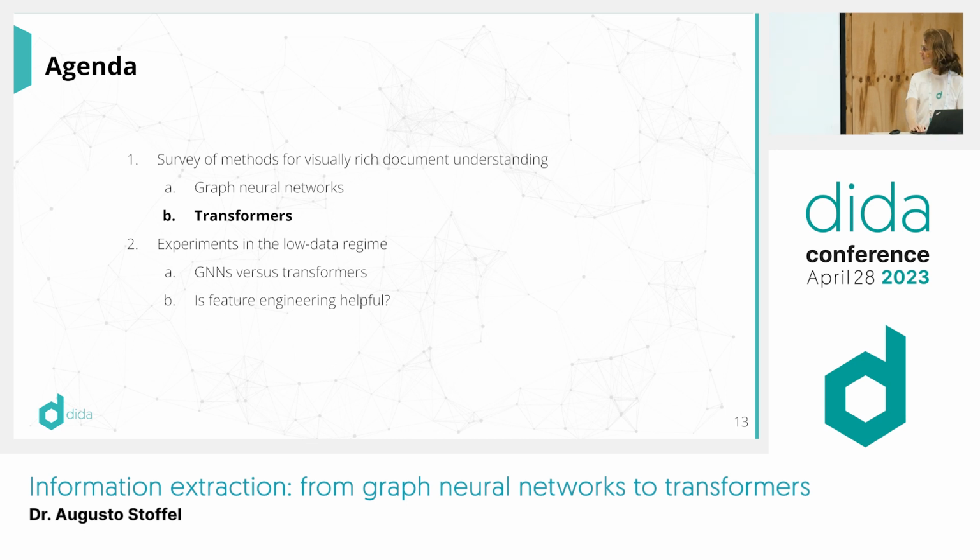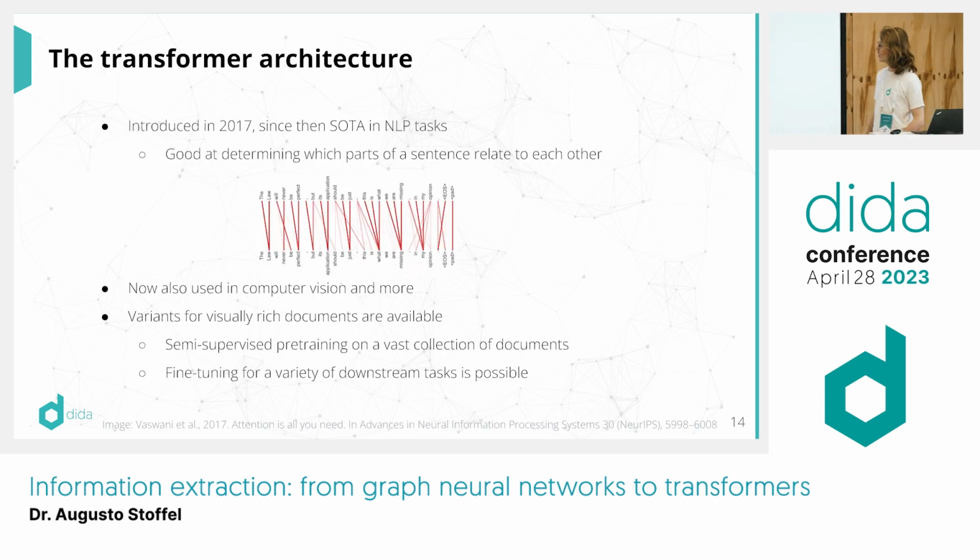Now an overview of the transformer method. So, transformers were introduced in 2017. And since then, most state-of-the-art NLP models use this kind of architecture. These models are very good at determining which parts of a sentence relate to each other and also modeling long-term dependencies inside a sentence or text. This kind of model really introduced the trend to make bigger and bigger models, and for instance, ChatGPT is based on this.